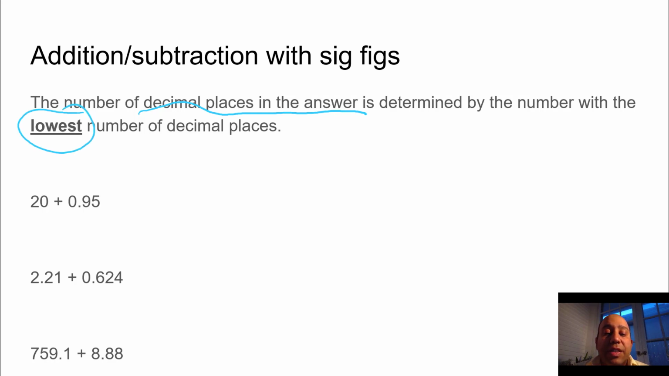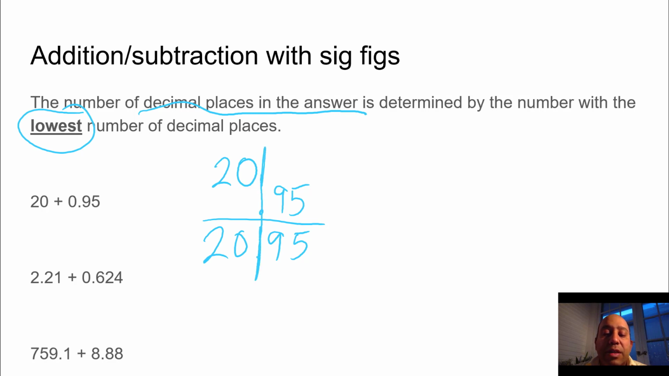If you look at this first example, 20 plus 0.95, you have to imagine that you're going to line up the decimal place. There's no decimal place in the first number, but you line it up and do it like this, as you did in grade school. This has no decimal places, so your answer is not going to have any decimal places. You get rid of this, but you see that there's a 9 here, and that rounds up, so you're going to get a 21.